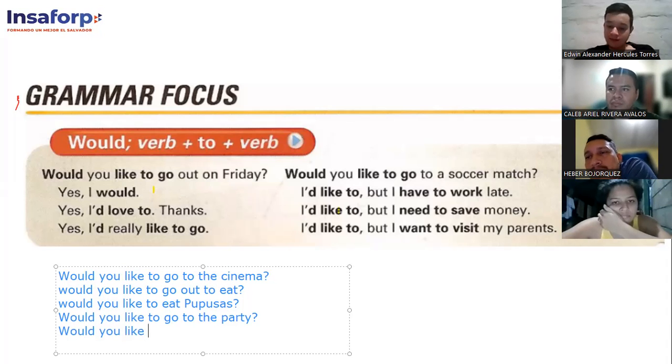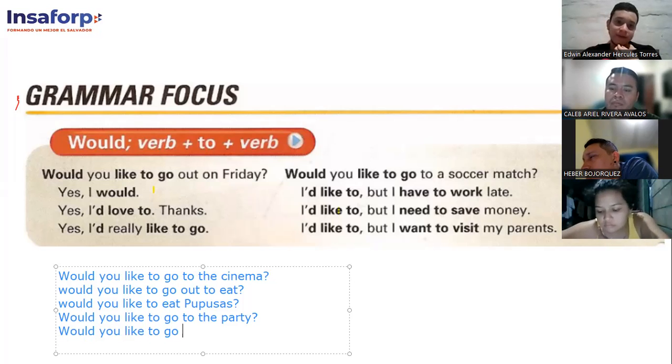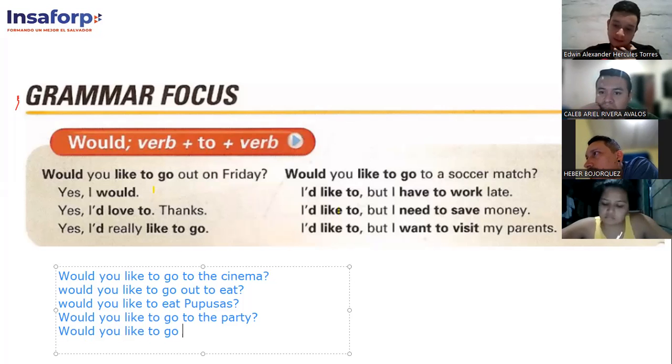Okay. Would you like to go play soccer? To play or to see? To see the soccer game, the soccer match, or to play soccer? To play. Would you like to play soccer? Not really. I'm not good at playing sports.